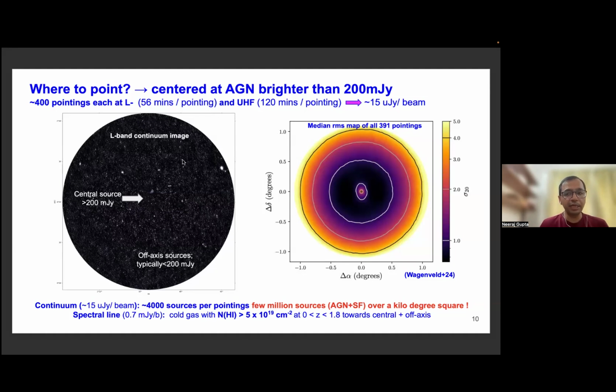And when we use the entire sensitivity of the wideband, we get a sensitivity of about 15 microjansky per beam. But when we use the spectra at the highest resolution of 5 kilometers per second, then we have a spectral RMS of 0.7 millijansky per beam. And in terms of H1 column density for 100 Kelvin gas, this implies sensitivity to detect 5 times 10 to the 19 per centimeter square, and that's towards the central source. And as we go towards fainter sources, it's like higher column density that we are talking about.